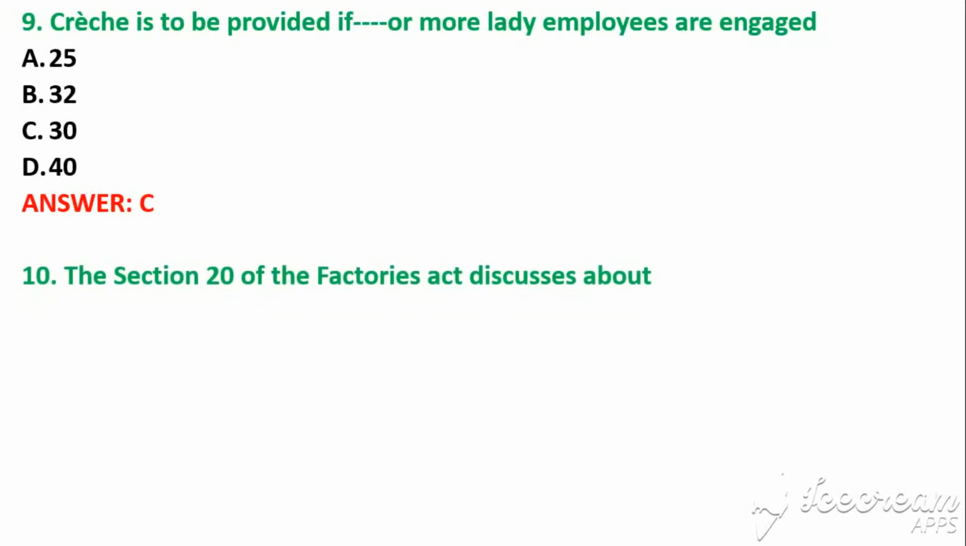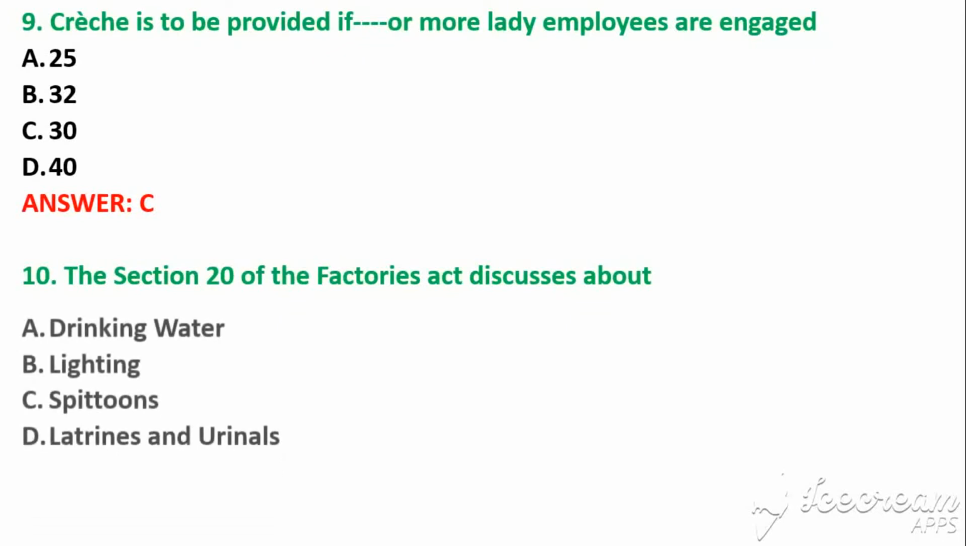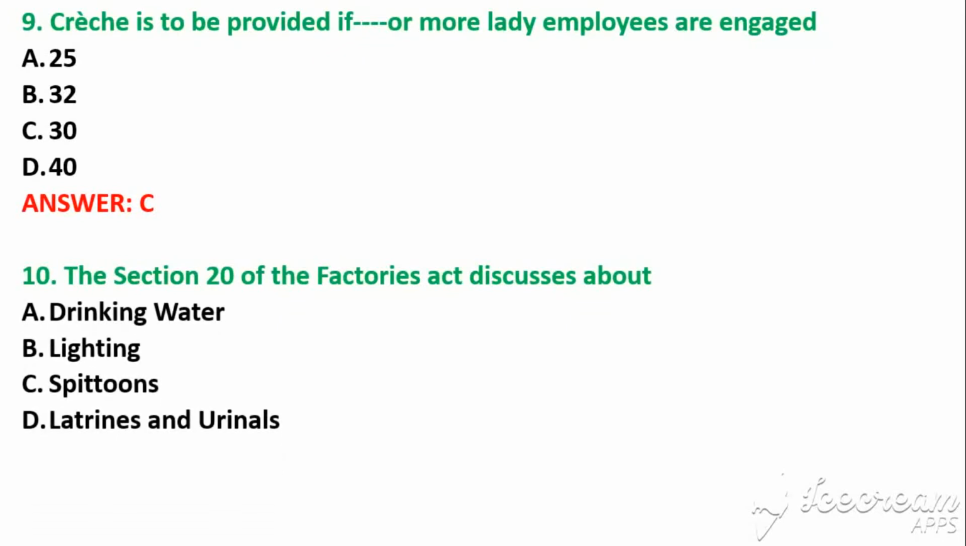Section 20 of the Factories Act discusses what? Here the options are drinking water, lighting, spittoons, latrine and urinal. The answer is spittoons. So section 20 of the Factories Act deals with spittoons.